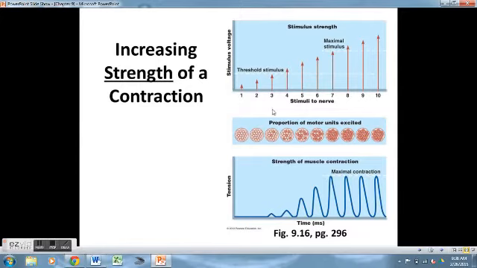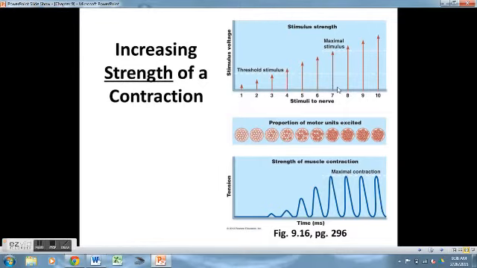So let's look at this. We don't reach the threshold until stimulus number 3. So notice down here at stimulus 1 and 2, there's no motor units involved, there's no tension in the muscle, just because that's not enough stimulus to cause anything to happen. But as soon as we reach stimulus number 3, we start to get motor unit involvement, just a couple, and we start to gain a little bit of tension in our muscle. And as we increase the stimulus all the way up to number 7, we get more and more motor units involved, and we gain more and more tension in our muscle.